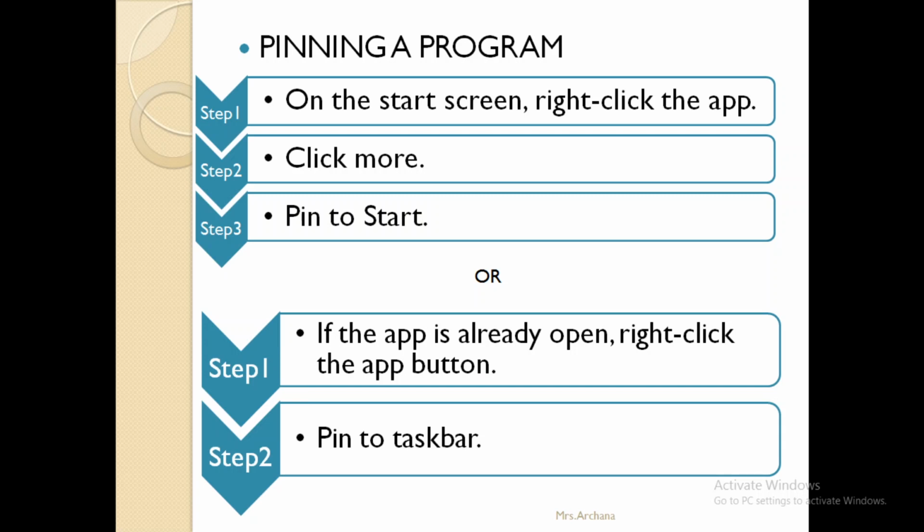I have divided it into two types. Either you can follow the first three steps or the second option, where I have given two steps. So what are the steps? On the start screen, right click the app which you want to pin, then click the more option, then the pin to start option. This is the third step.